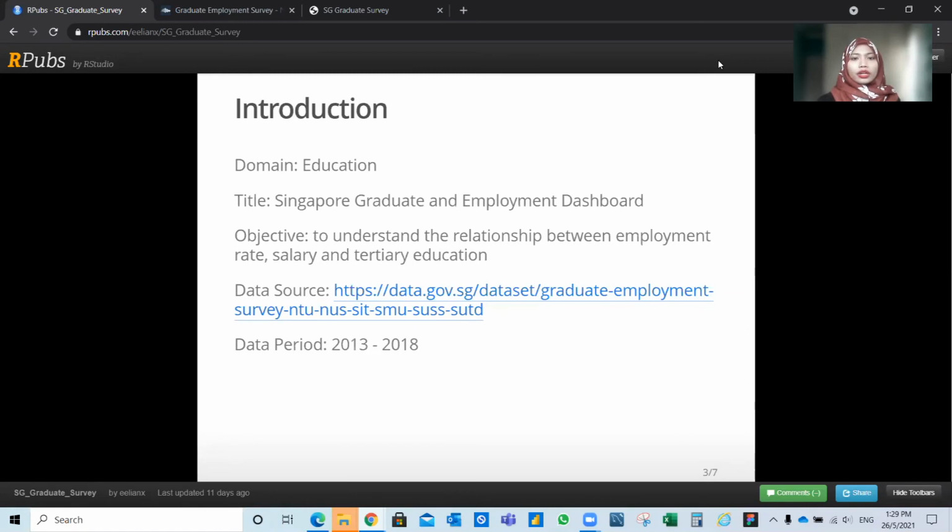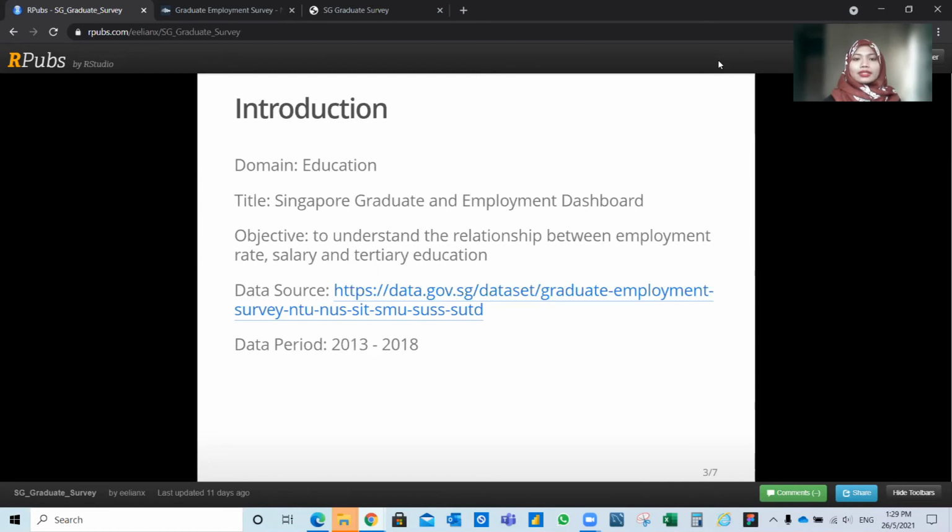So our main focus for the group project is on the education domain, and the title is the Singapore Graduate and Employment Dashboard. The dashboard is built by using the Shiny apps so that we can get the information in two categories, which is the employment rate and also the gross median salary. And the objective of this project is to have a better understanding or better insights regarding the relationship between the employment rate, salary, and tertiary education.